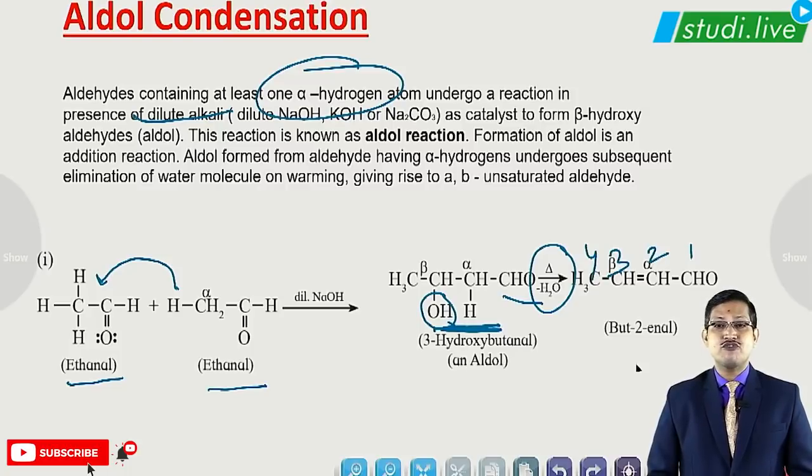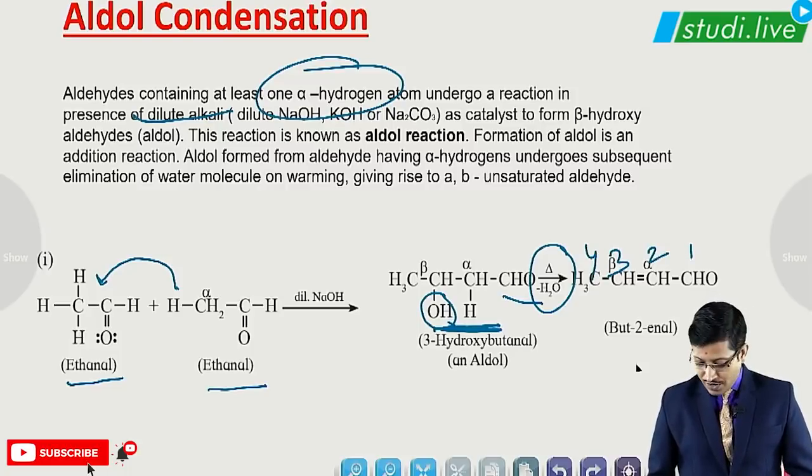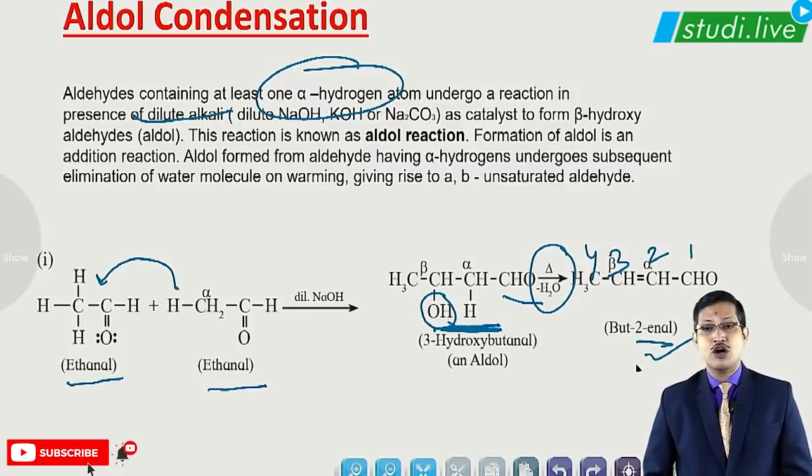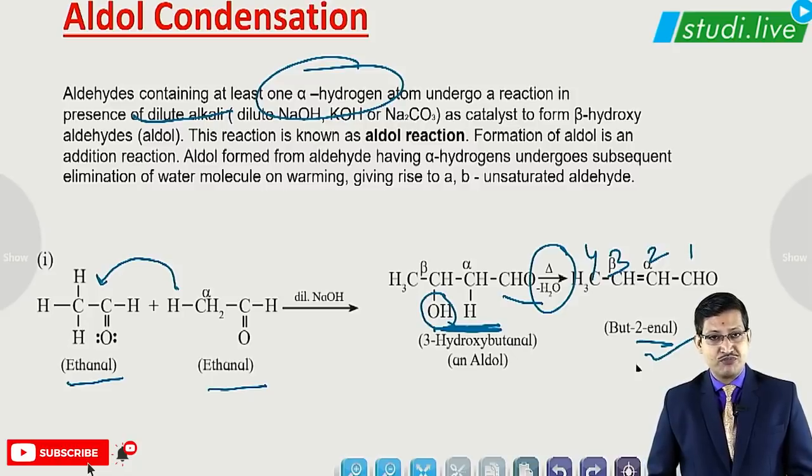So this will give you the formation of but-2-enal, because at the second and third carbon you have a double bond. So that is how you get the formation of the compound but-2-enal. So here this is the formation of but-2-enal.